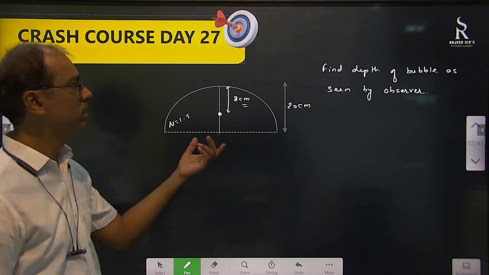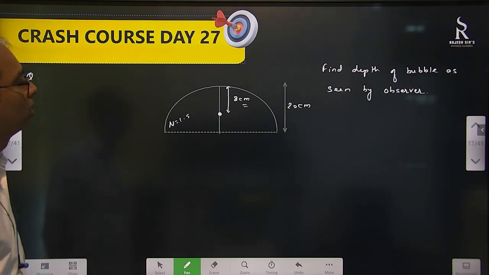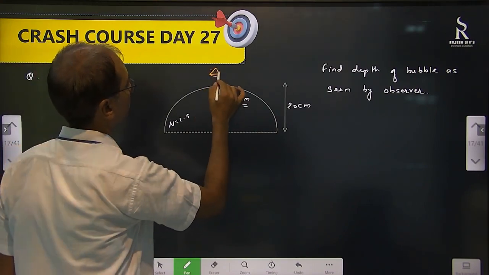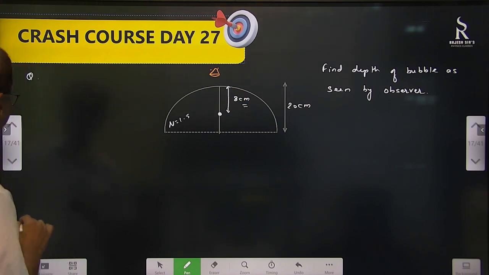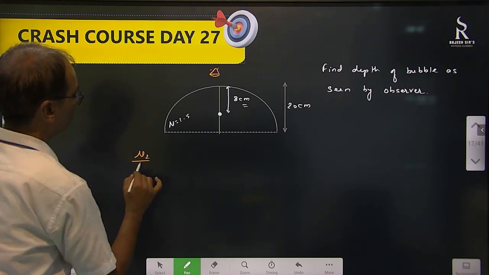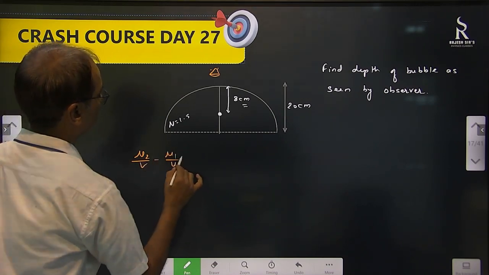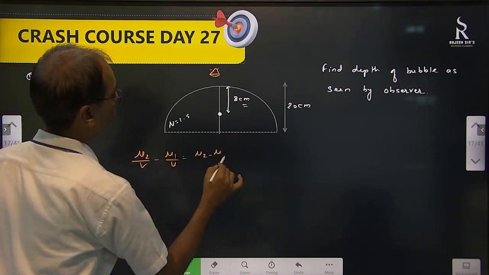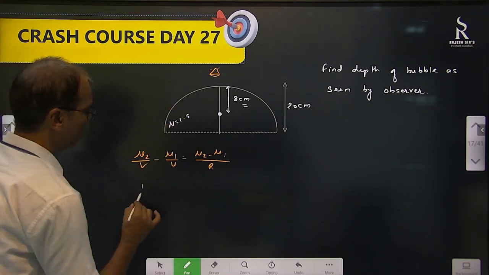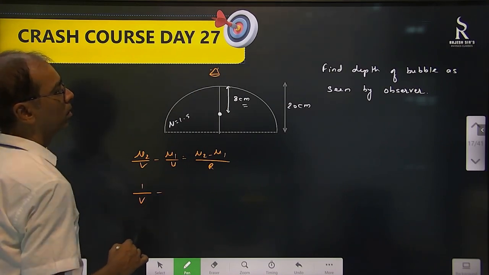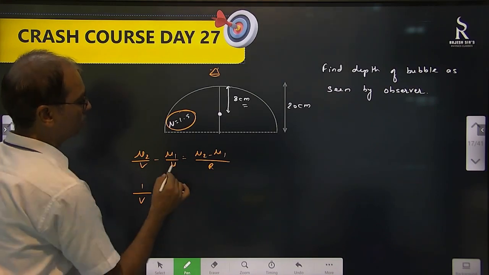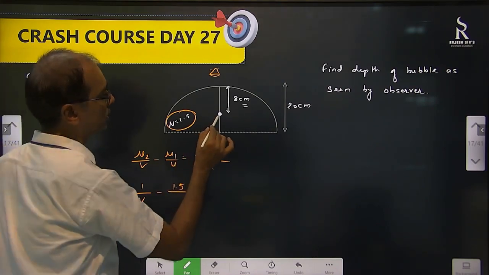Then one more question is here. Find the depth of the bubble as seen by the observer. Where is the observer? Observer will be here. Okay. So one more time, mu2 by v minus mu1 by u equal to mu2 minus mu1 by r. What is mu2? Again air. So 1 by v. Mu1 is 1.5 by u. Okay, now the object is this.